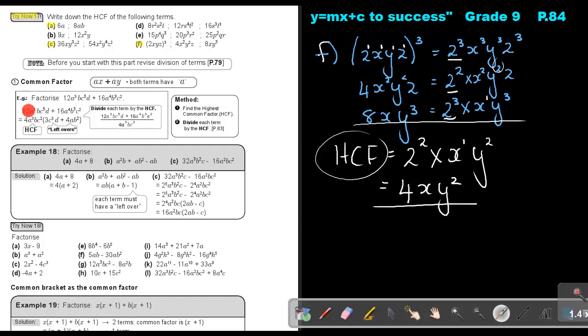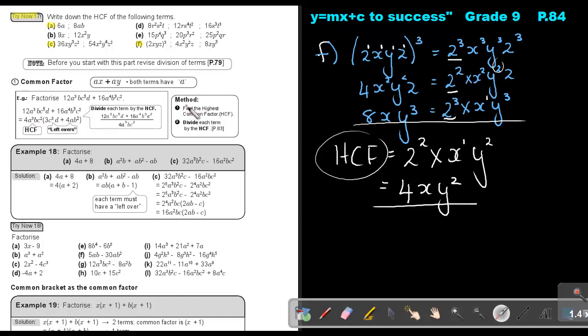So I'm going to take this term and I divide it by this. So 12 divided by 4 is 3. A's, it will cancel. B's, it will cancel. C, 5 minus 2, what will that be? 3. And the D is just left. 16 divided by 4 is 4. This divided by this is A1. B3 divided by this is B2. And the C's cancel. And that will be the answer.